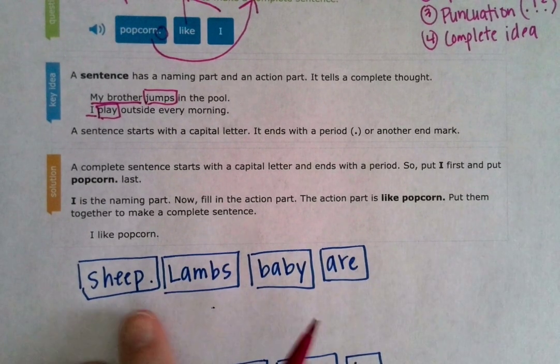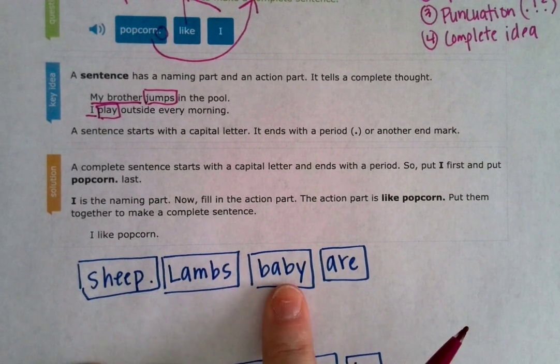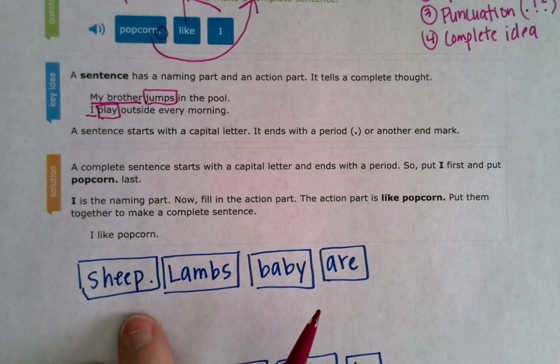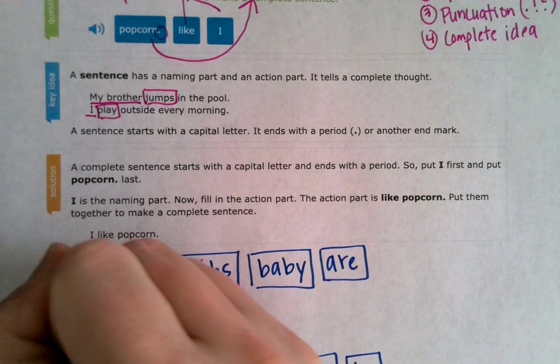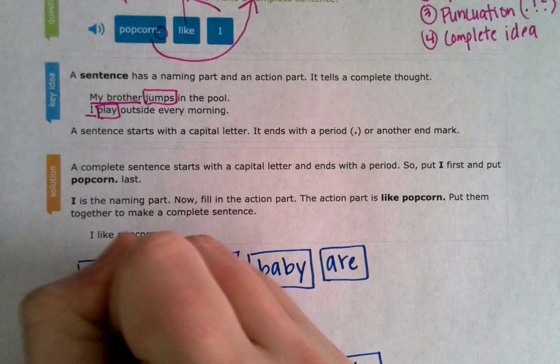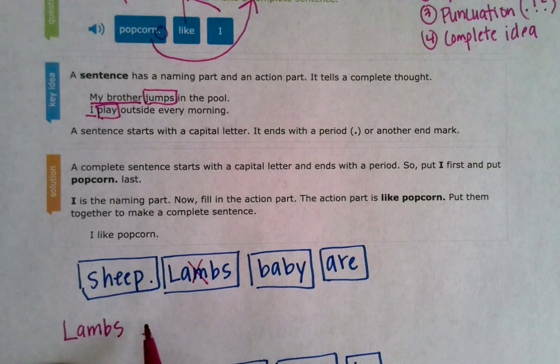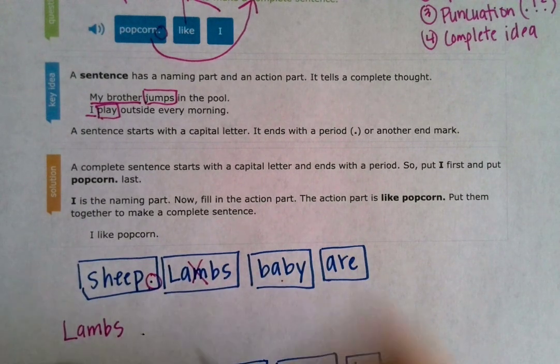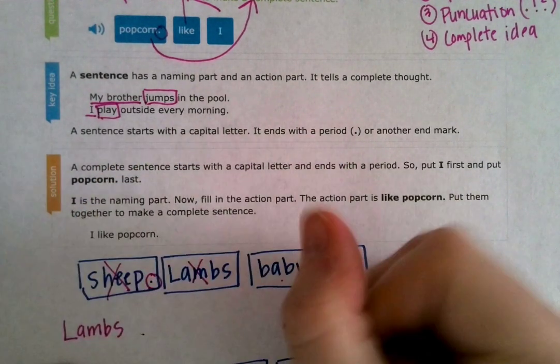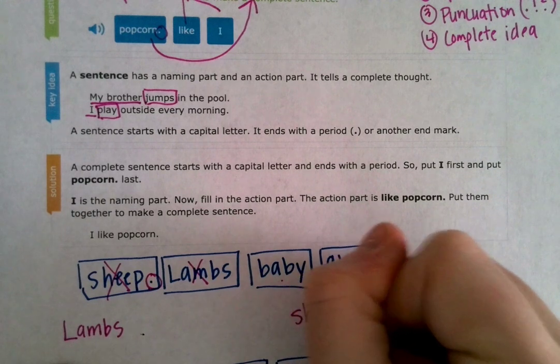So I have the words sheep, lambs, baby, are. Remember, my sentence has to start with a capital letter. The only one with a capital letter is my word lambs. So I'm going to write lambs down. Then I'm going to look for my ending word. The only one with my punctuation mark is sheep. So sheep is going to be my last one.